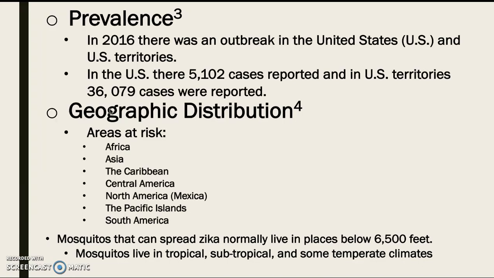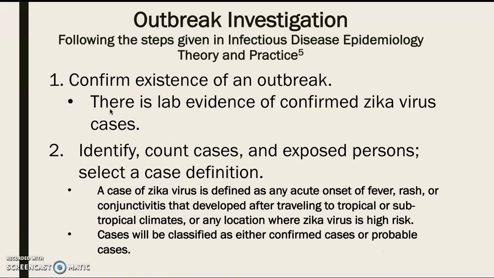Zika virus is prevalent worldwide, but there was also an outbreak in the United States in 2016. The areas at risk are Africa, Asia, the Caribbean, Central America, North America, the Pacific Islands, South America. Mosquitoes that carry Zika virus normally live in places below 65,000 feet. They also live in tropical and subtropical areas.